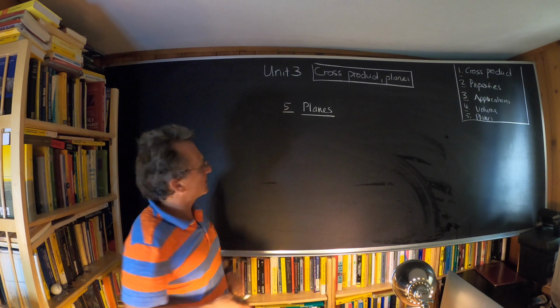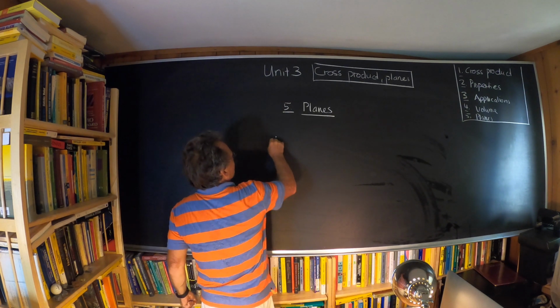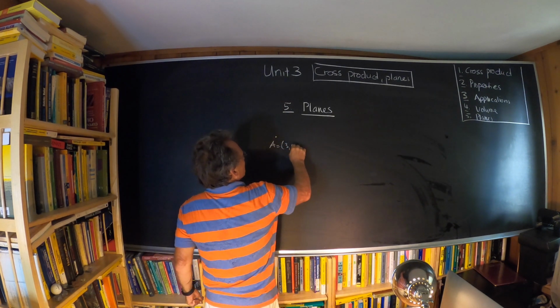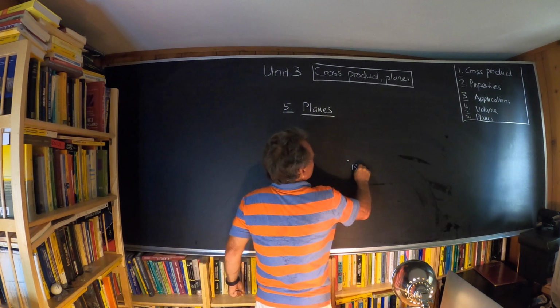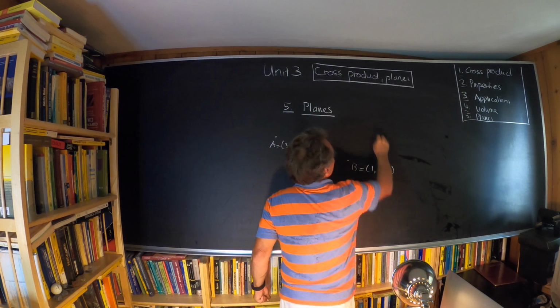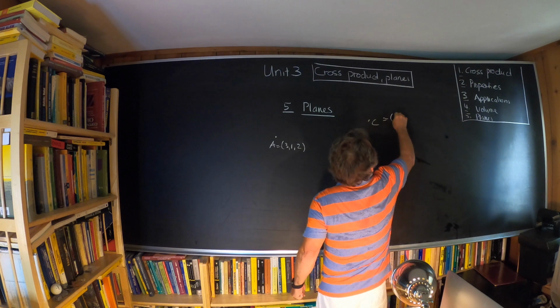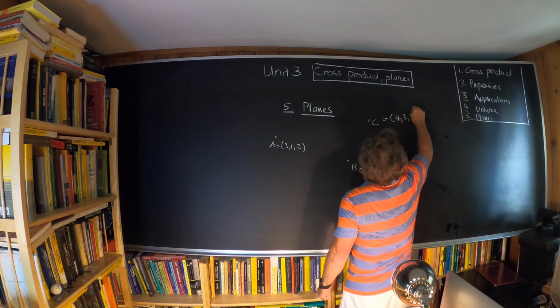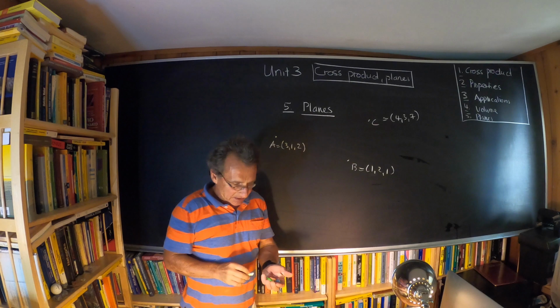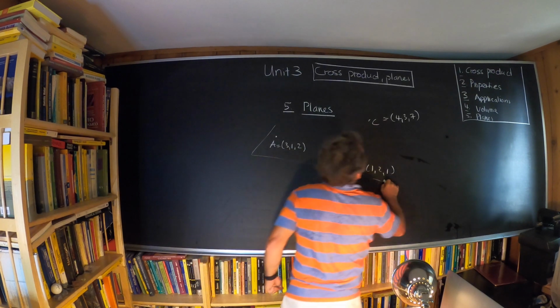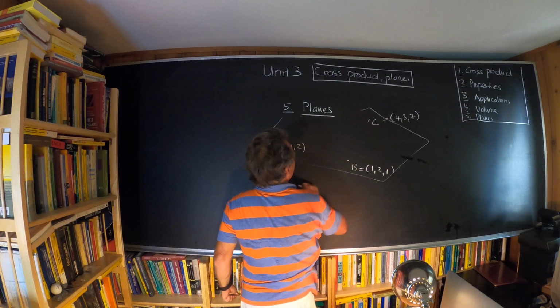So let's look at the example. Take 3 points. A is equal to 3, 1, 2. B is equal to 1, 2, 1. And C is equal to 4, 3, 7. And the question is, find the equation of the plane through these 3 points.